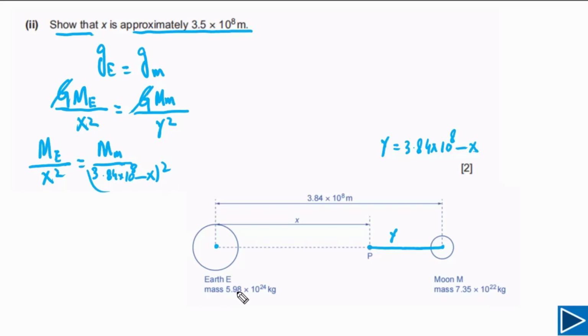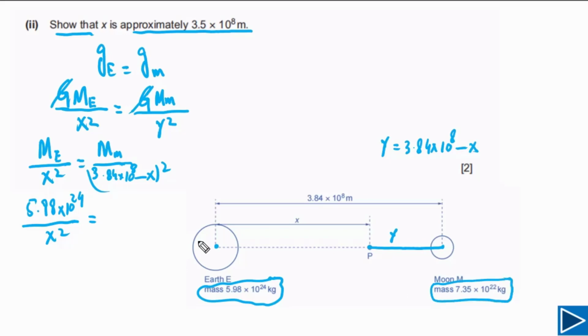Now we need to plug in values. So the mass of Earth is given, so you can see the mass of our planet is given, and this is 5.98 times 10 to the 24, and this is divided by x squared. And here we have the mass of the moon, so the mass of the moon is given. Mass of the moon is equal to 7.35 times 10 to the 22, and this is divided by 3.84 times 10 to the 8 minus x, squared. Now simply we have to find out the value of x. So we solve this one for x.